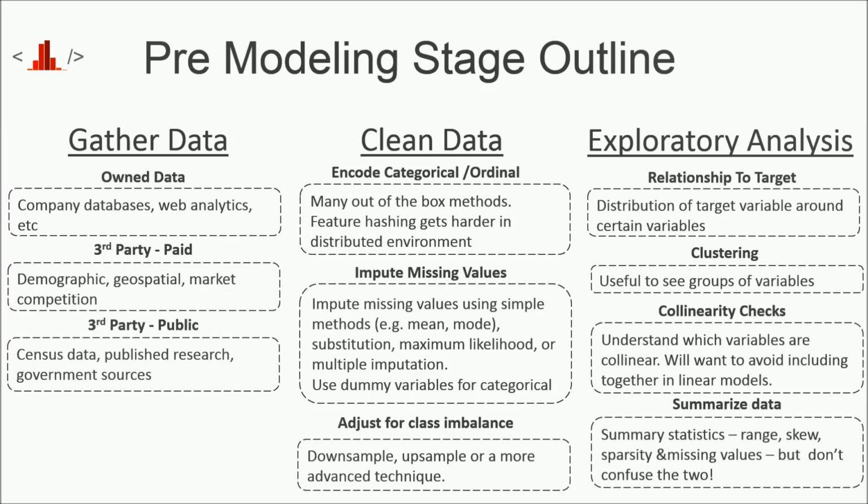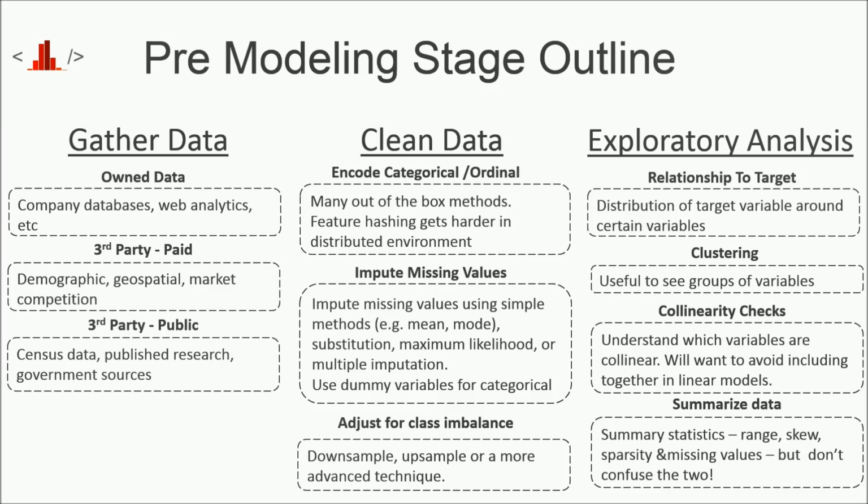You're going to want to say, do I have too many missing values? What's the range? What's the skew? Is the data sparse? And it really helps, make sure if you say sparse, don't say a bunch of NA values. That's not what sparse means. Data with a lot of missing values is data with a lot of NA values.